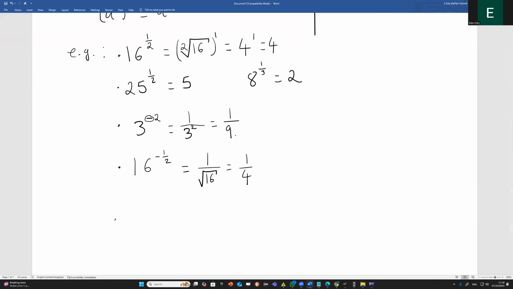Let's say we had 8 to the power of 2/3. The bottom number is the root, and then you raise the answer to the power of the top number. So it's going to be the cube root of 8, which is 2, squared is 4. So we have 4. Brilliant.